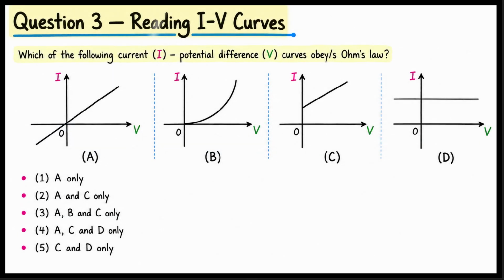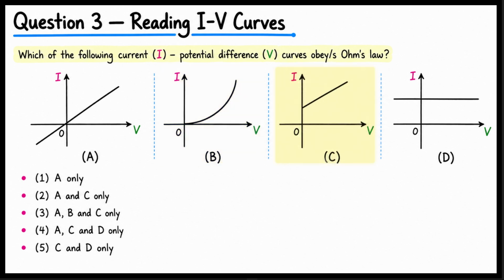Question 3 steps back from a specific circuit to ask about Ohm's law in its purest form. Which IV curve actually obeys it? 4 graphs, labeled A through D, each plotting current I on the vertical axis against voltage V on the horizontal axis. The 4 graphs have visually similar features: straight lines, curves, intercepts, and the answer hinges on knowing exactly what Ohm's law demands. Before we read each graph, recall the form of Ohm's law.